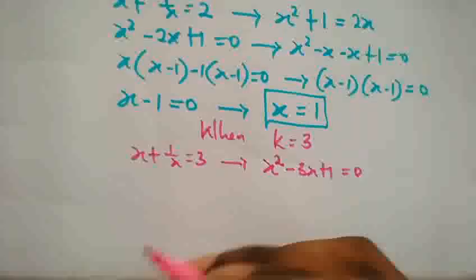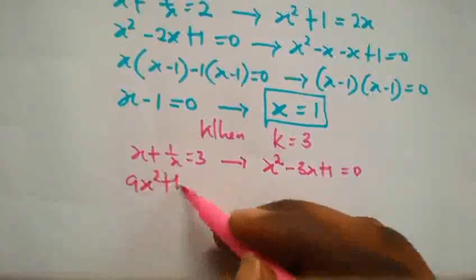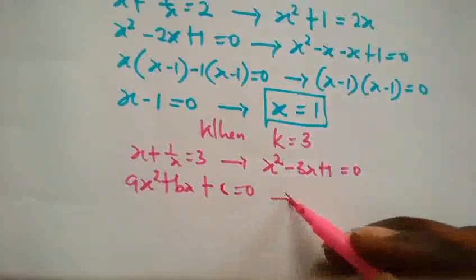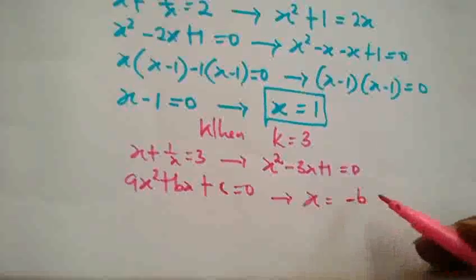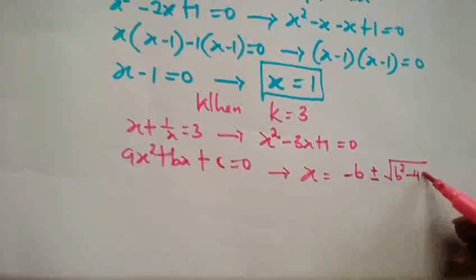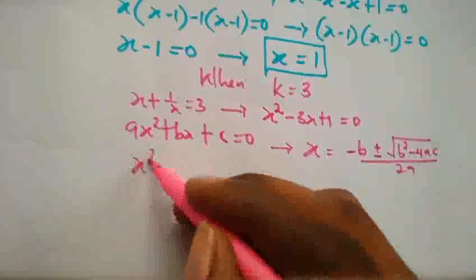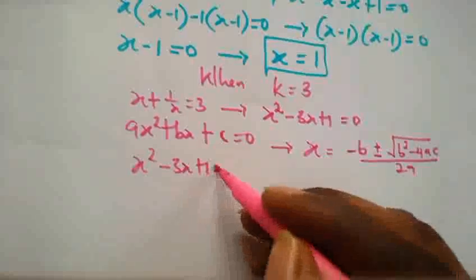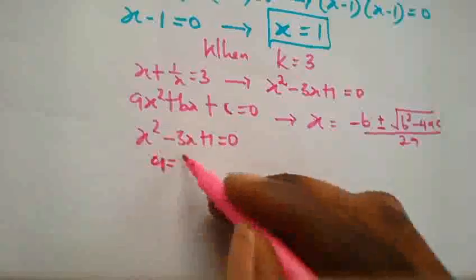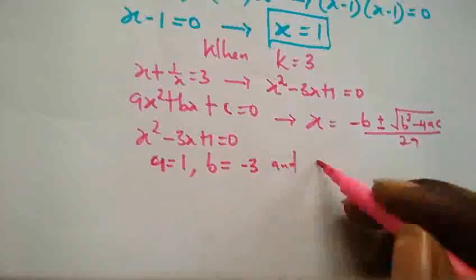Let us introduce the general quadratic formula. The form of any quadratic equation is ax squared plus bx plus c is equal to 0. This has a solution x is equal to negative b plus or minus the square root of b squared minus 4ac, all over 2a. Now in the equation x squared minus 3x plus 1 is equal to 0, comparing, a is equal to 1, the coefficient of x squared, b is equal to negative 3, the coefficient of x, and c is equal to 1.